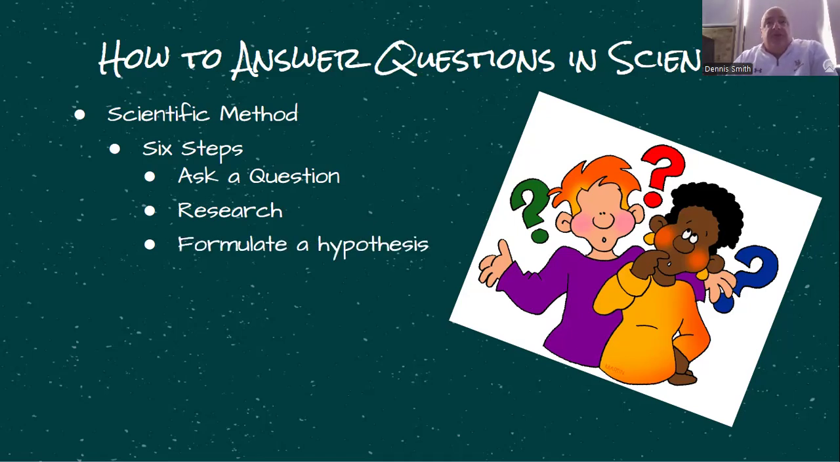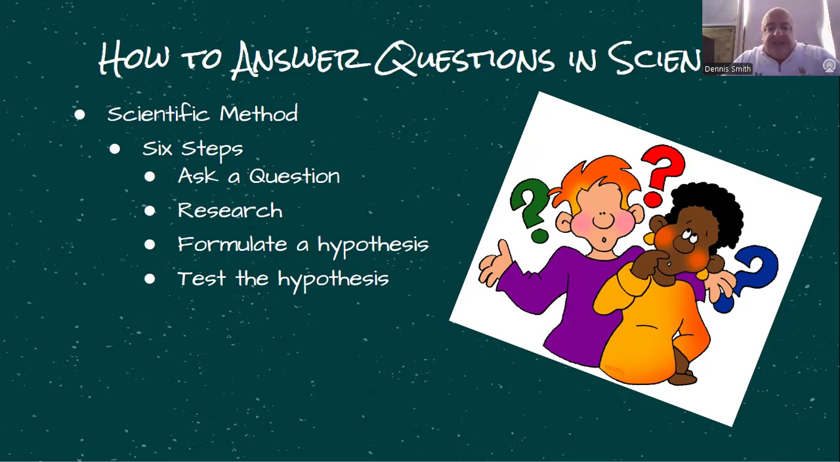Once you've done your research and asked your question, you need to formulate a hypothesis. What do you think is going to happen? An educated guess, okay? It's usually an if-then statement. If this happens, then this will happen. So you formulate your hypothesis and you come up with what you think is going to happen. And then you test that hypothesis. How do you test the hypothesis? You test it by doing experiments, okay?